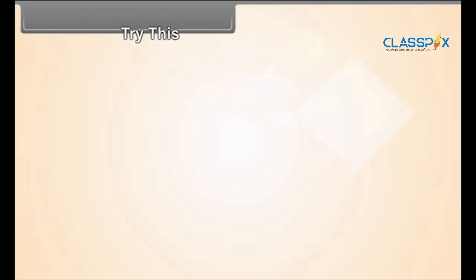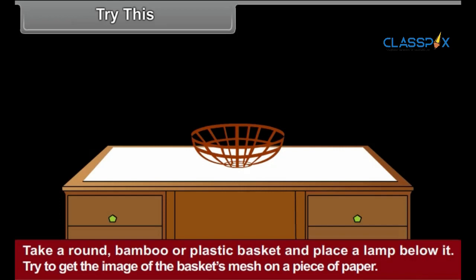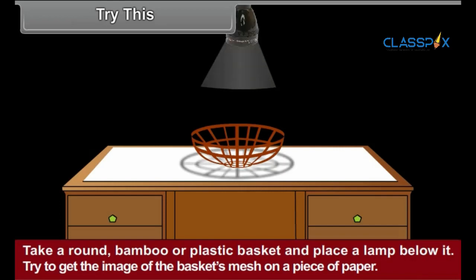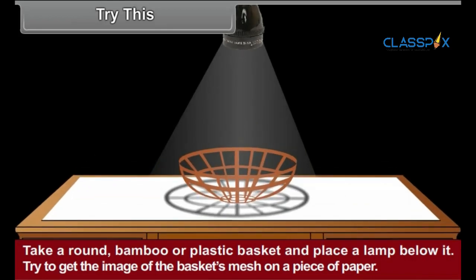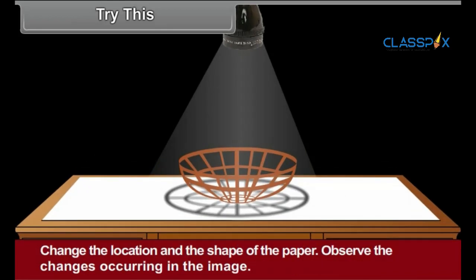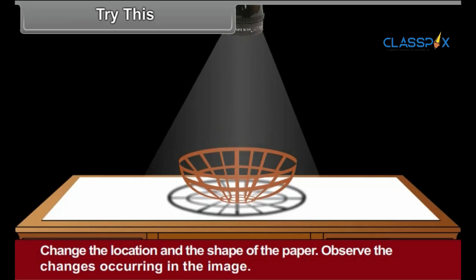Try this. Take a round bamboo or plastic basket and place a lamp below it. Try to get the image of the basket's mesh on a piece of paper. Change the location and the shape of the paper. Observe the changes occurring in the image.